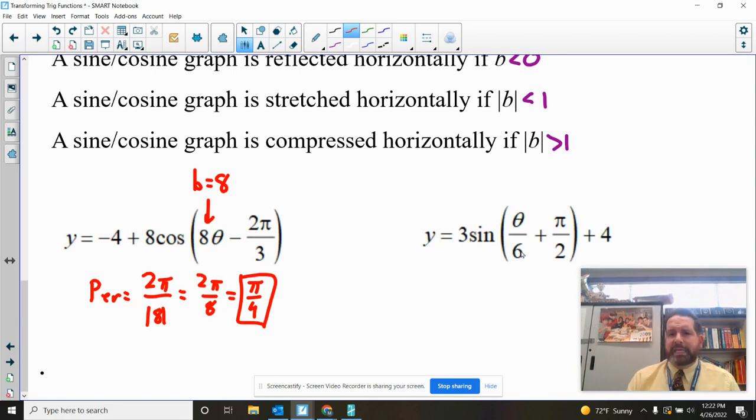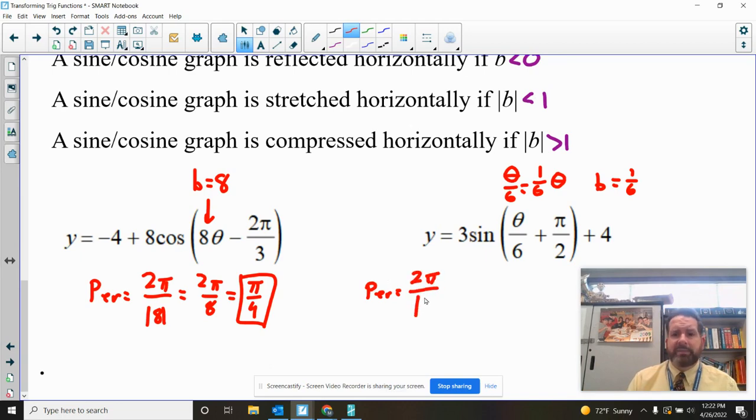Now when there's a division here, I need you to recognize that theta divided by 6 is the same thing as theta times 1 over 6. That makes it easy to spot your b. b is 1/6. That means that I'm going to have a stretched out sine function here, so it's going to take longer to get through one complete cycle. So the period should end up being something bigger than 2 pi.